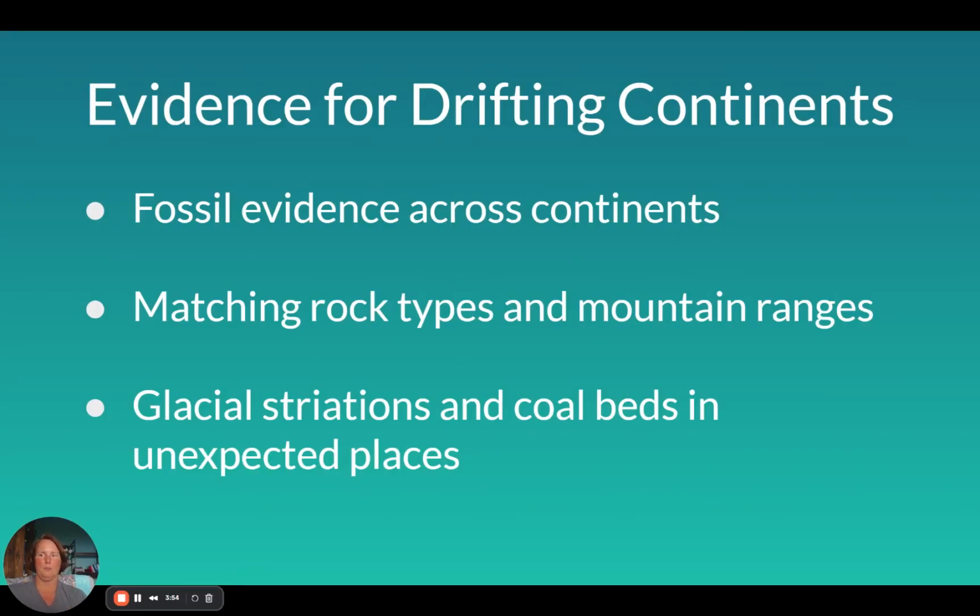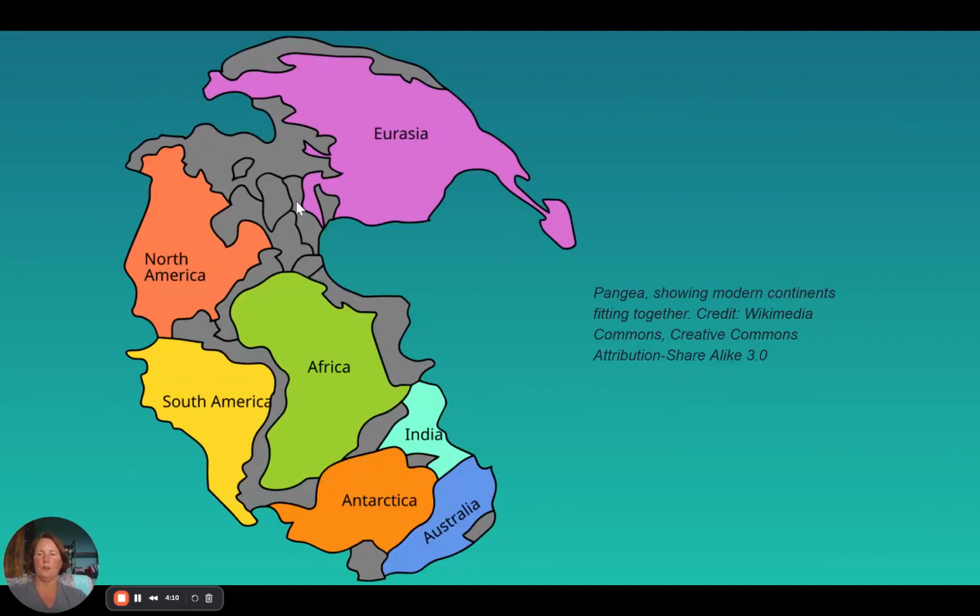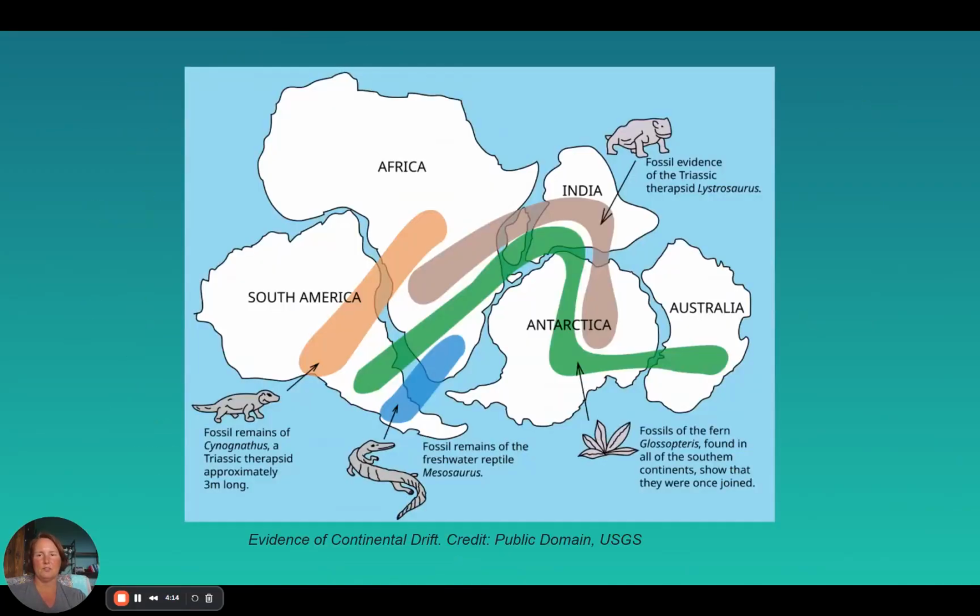So how could that happen, right? And same thing with glacial striations. He saw evidence of glaciers that looked like they had moved in a certain direction, and they didn't match up with how the continents are today, but they would have matched up had we looked at the Pangaea model here. So those were some of the things he looked at.